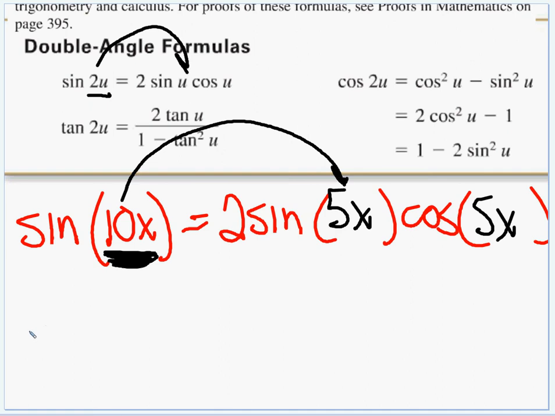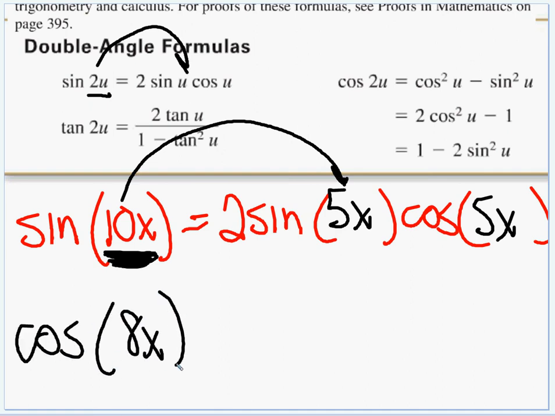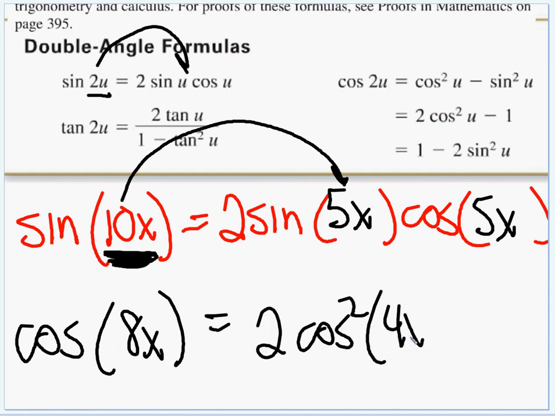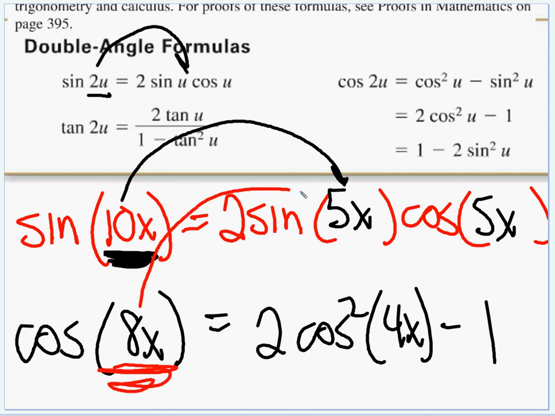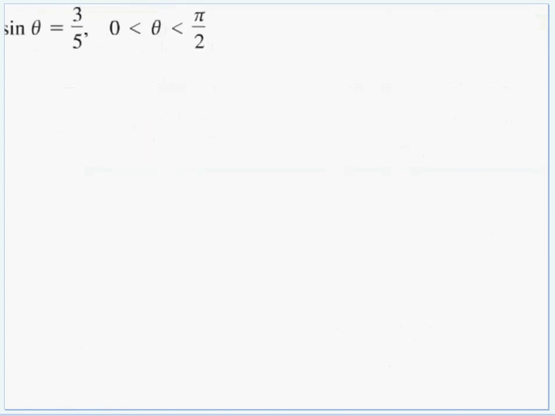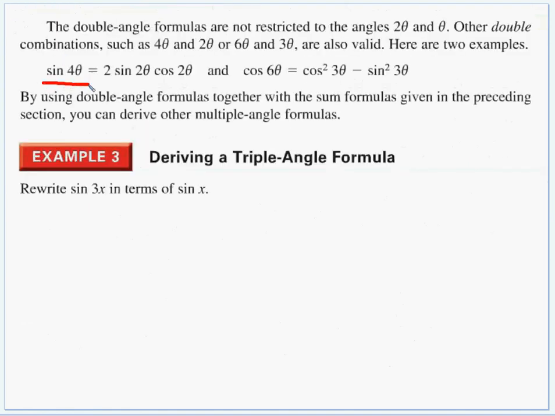Or for cos. Cos of 8x is equal to 2 cos squared of 4x minus 1. When we jump into the formula, the angle gets cut in half. This 8x got jumped in, and it got cut in half to a 4x. That's what the book is saying here. The sine of 4x, again, when it jumps in, it gets cut in half. Cos of 6, when it jumps in, the angle gets cut in half.